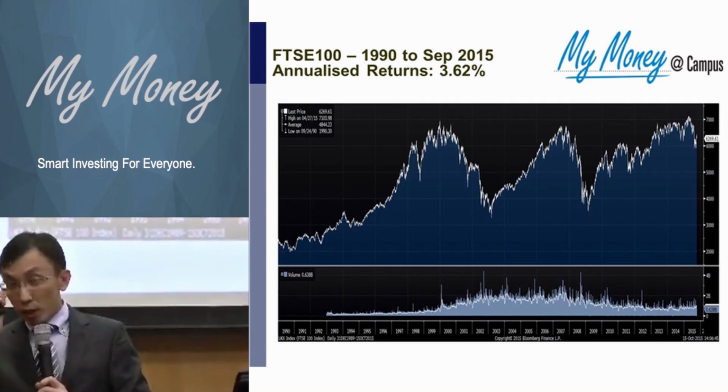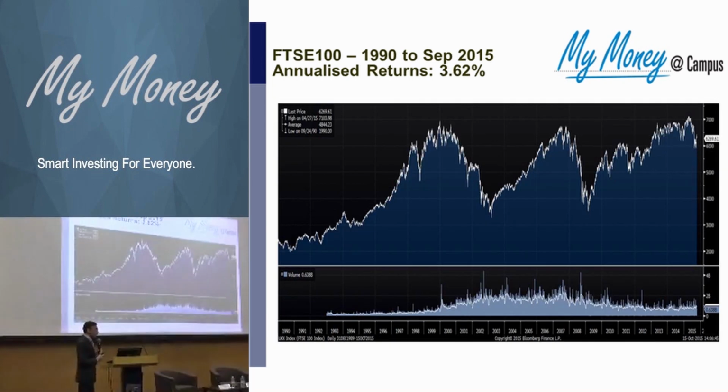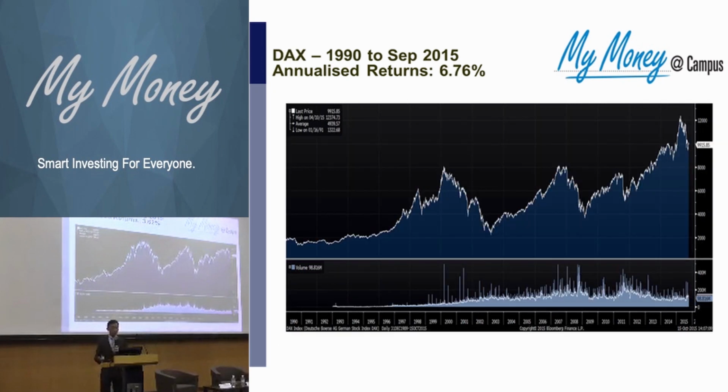Now, second is the FTSE 100. This is the 100 highest market cap stocks in England. Again, 25 years, annualized return, not too good, an average of about 3.62%. You can see it's a lot more volatile, up, down, but generally up.